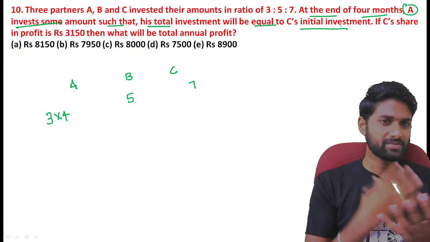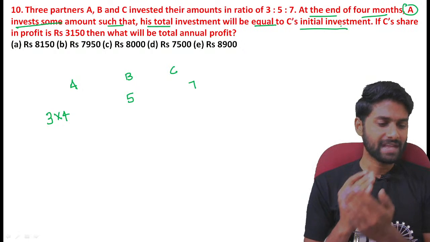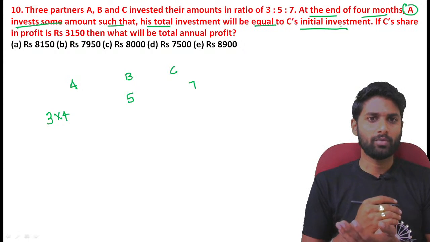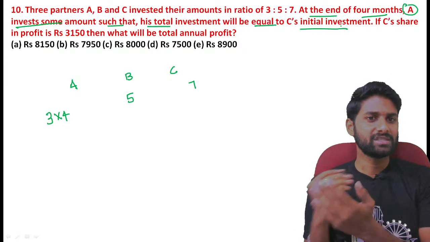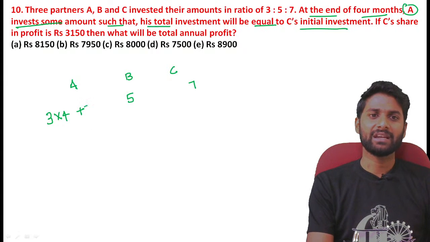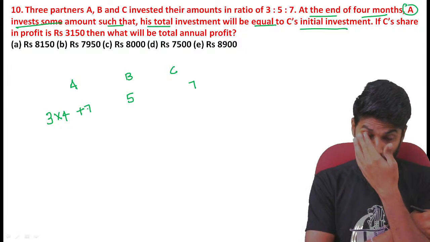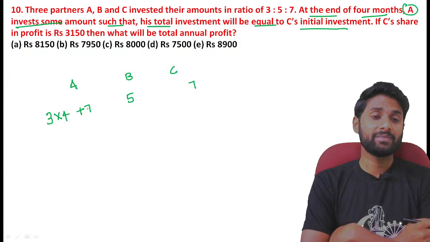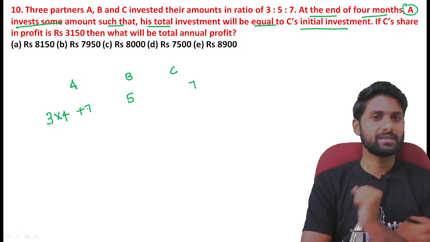So initially he maintained 3 units. Now he adds some amount. So after the addition, the investment is equal to C's investment. Now C's investment we already know is 7. Here in the question, you need to observe that 3 becomes 7, which means he added only 4 units. That is the most important.